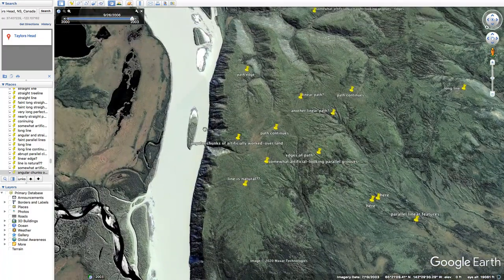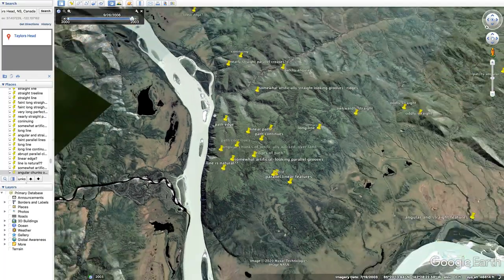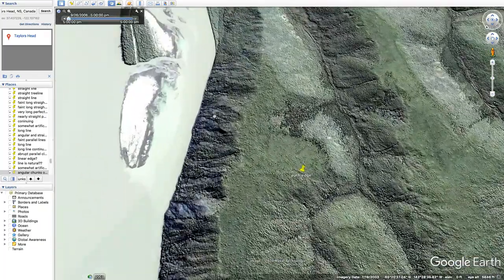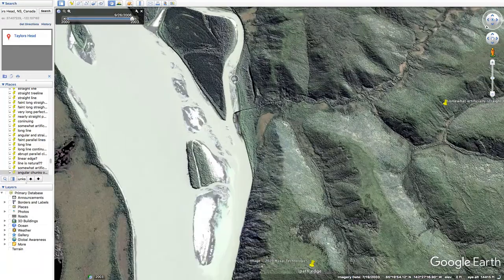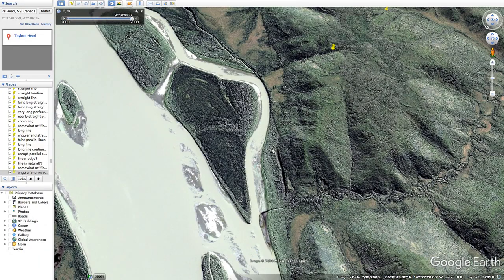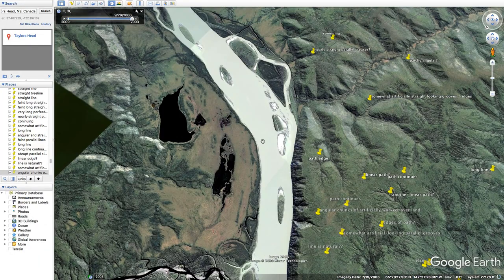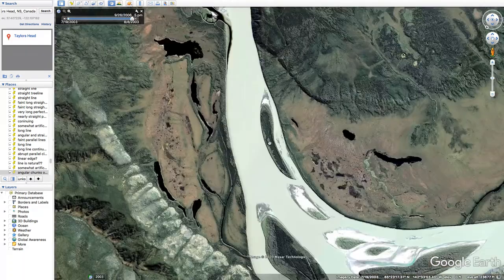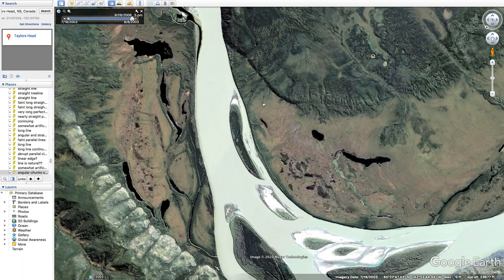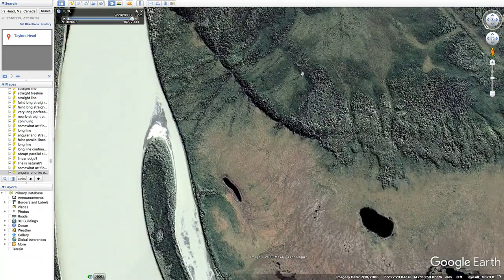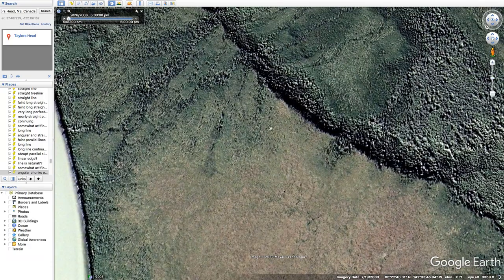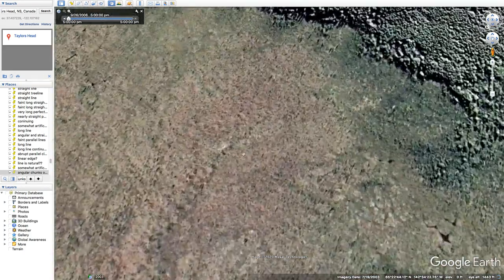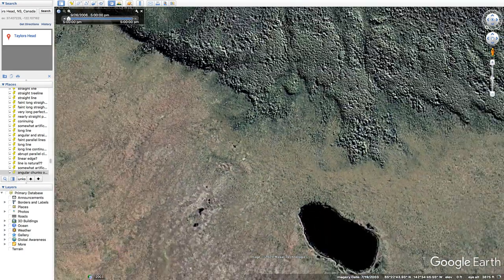So this river's edge may be edited or manufactured or at least managed. So it could be a natural river or it could be an artificial river. Even this path maybe. Could be something, oh, could be a trail or a road, I guess.